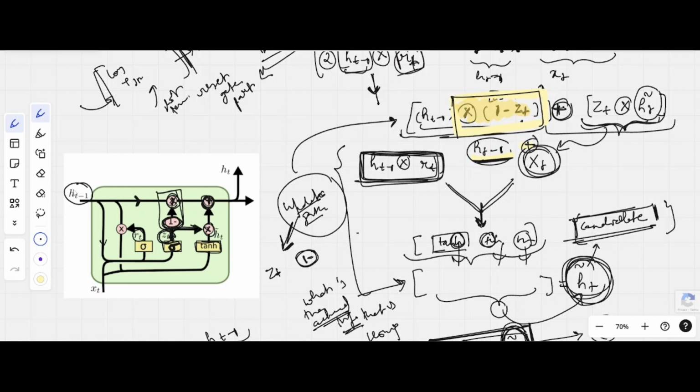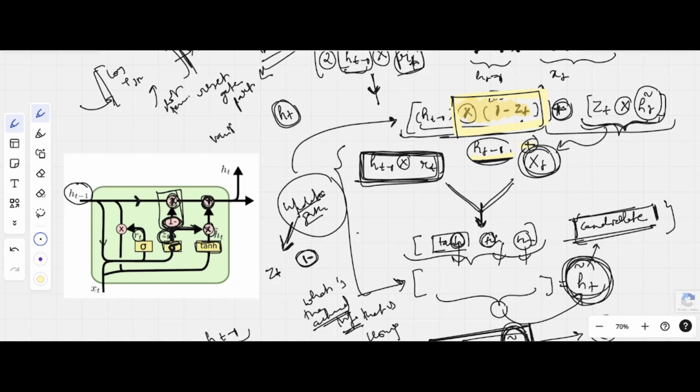So the reason is very simple. Do you remember what the problem in RNN was? We had only a single state, HT. Because of that, RNN suffers from a very serious problem, and that is the vanishing gradient problem.